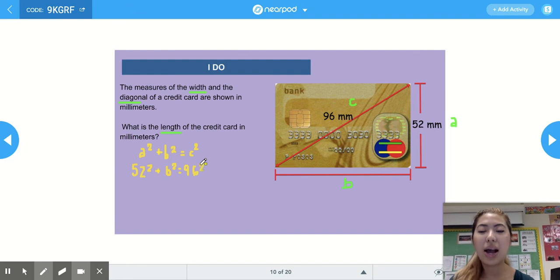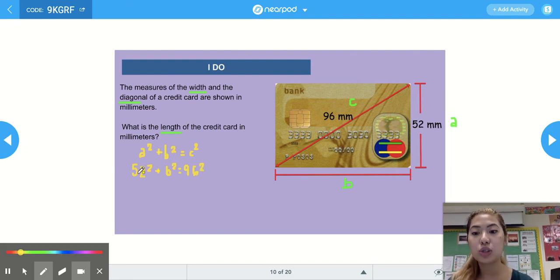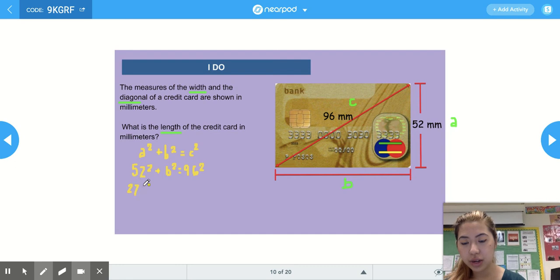Now I have to solve for 52 squared and 96 squared. So 52 squared is 52 times 52, 2,704. I still have the b squared, so I'm going to write plus b squared is equal to 96 squared, which is 96 times 96, which is 9,216.